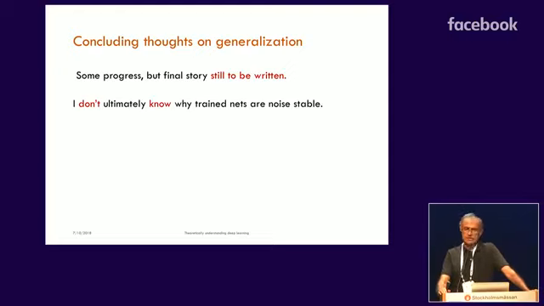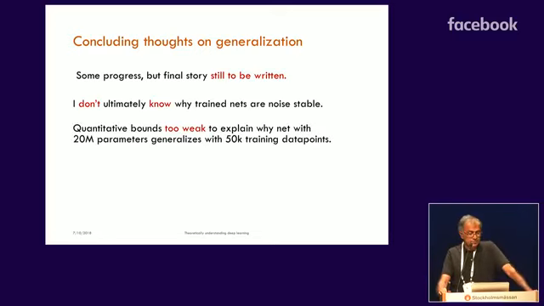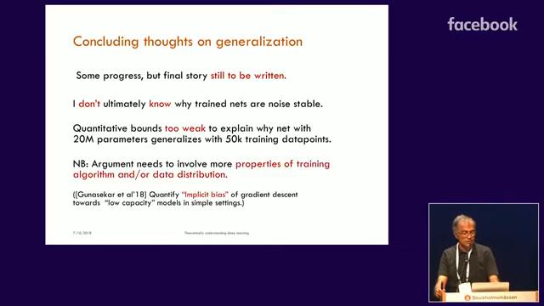You know, yeah, there's noise in gradient descent, but I think there's something more going on. Quantitative bounds are too weak to explain why a net with 20 million parameters generalizes with 50,000 training data points. As we saw, the current bounds are not so good. And I think what we need is some argument that involves more properties of the training algorithm and/or data distribution, which we haven't done so far, really.